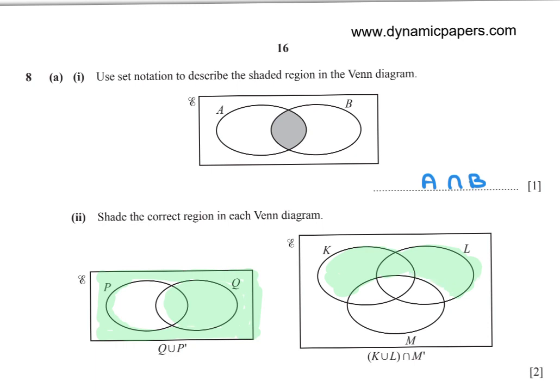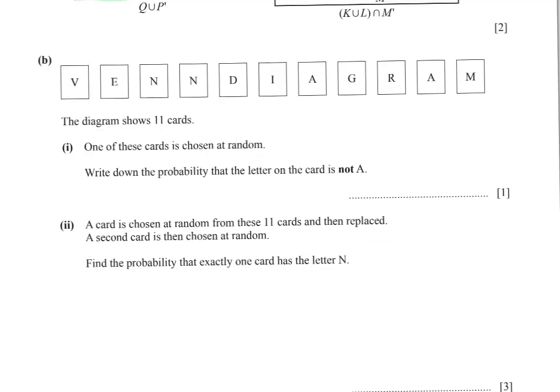B, the diagram shows 11 cards. One of these cards is chosen at random. Write down the probability that the letter on the card is not A. From the 11 cards, we have 2 A's. So not A, we have 9 letters. So the probability of not A is 9 out of 11, because the number of letters which are not A is 9, over the total number of letters, 11.